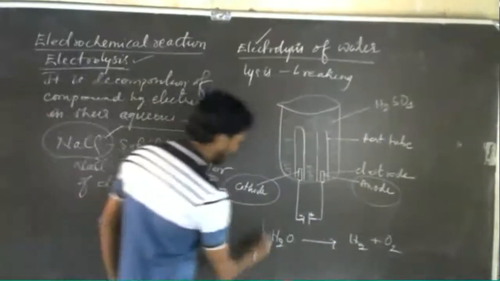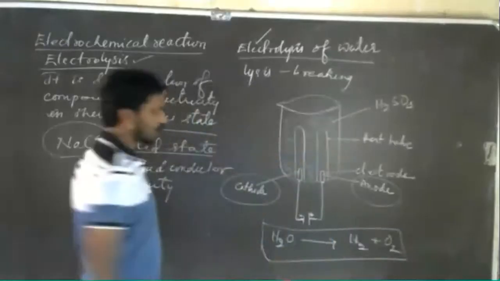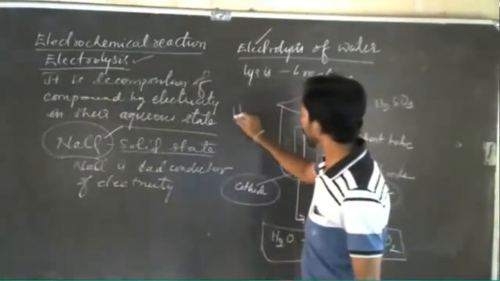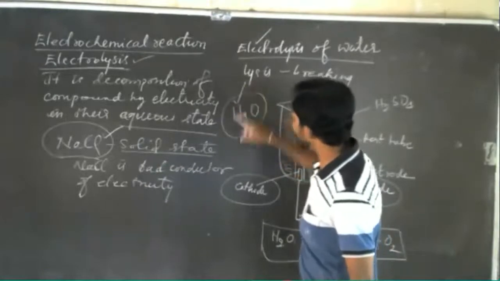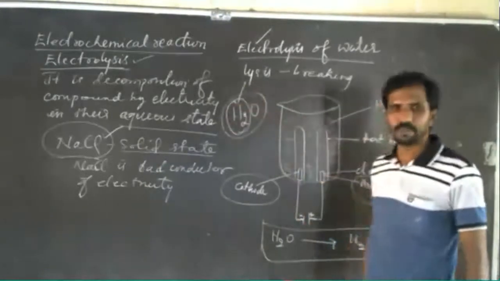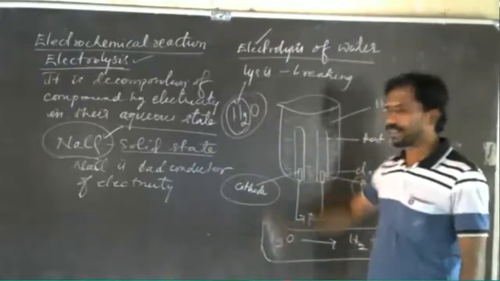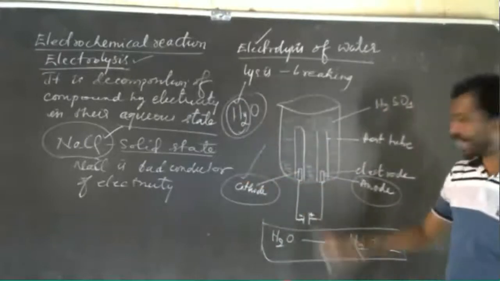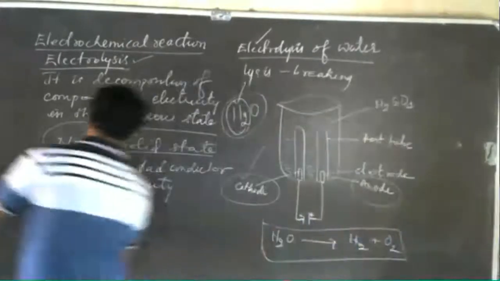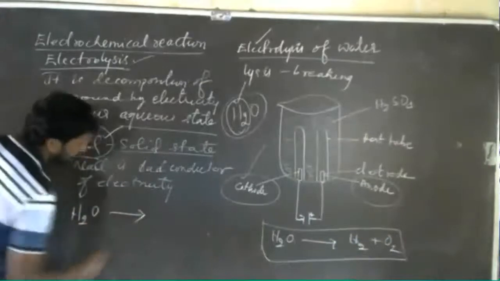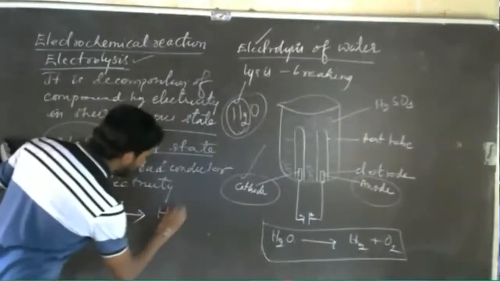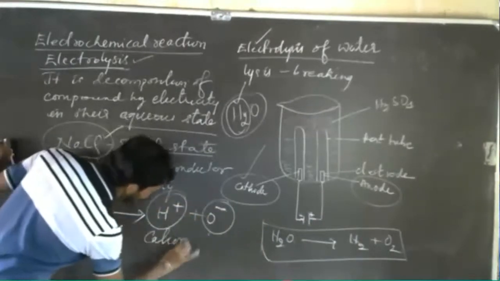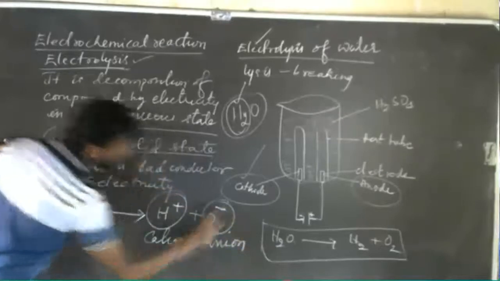This reaction happens due to electrolysis. As you know, in water the amount of hydrogen is more, and hydrogen is a cation. Here H2O breaks into H plus ion and O minus ion. So this is called a cation and this is called an anion; it breaks into ions.